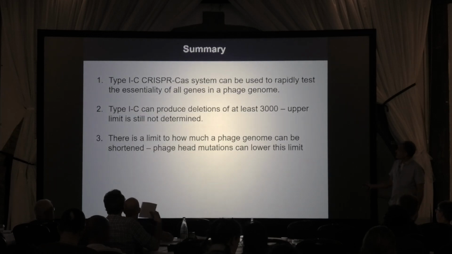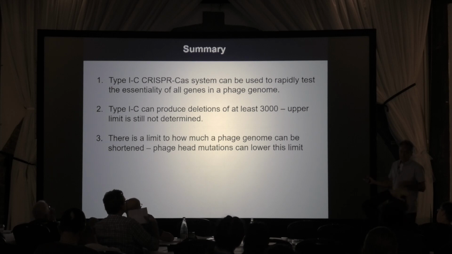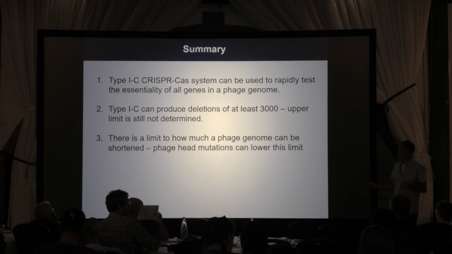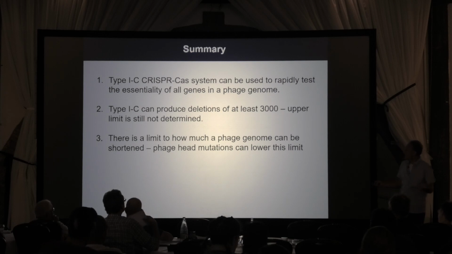So this is my summary. As I said, this whole process can be done quite rapidly. First time through was not so fast, but we could probably have done this in less than a month if you really wanted to streamline it. So you could do this with a lot of phages, and the system produces deletions of at least 3,000. We don't actually know the upper limit yet because for the phage we used, 3,000 was the upper limit, so we're working on that. And of course, I think most of us knew there is a limit to how much we can delete in a cos-type phage, but we can try and get around that in various ways too.